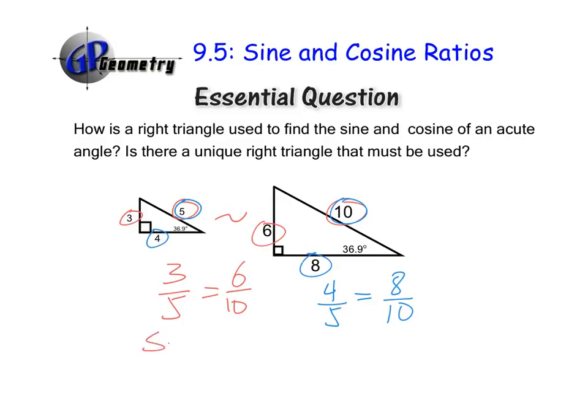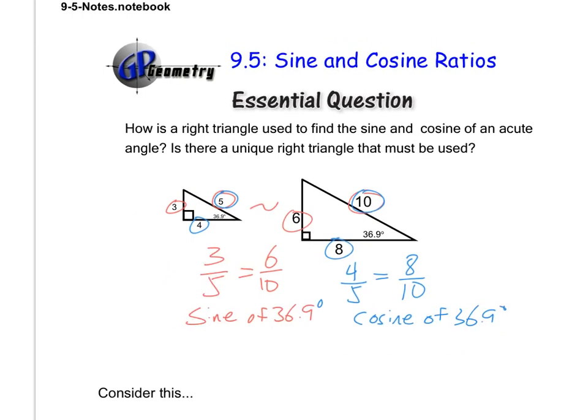This one here is going to be called the sine of the particular angle, which in this case is 36.9, and this guy is going to be called the cosine. And so just like tangent was just a ratio of the opposite and the adjacent legs, here we have two ratios of legs and hypotenuses. Notice I put the hypotenuses on the bottom. Okay, so let's take a look at these.